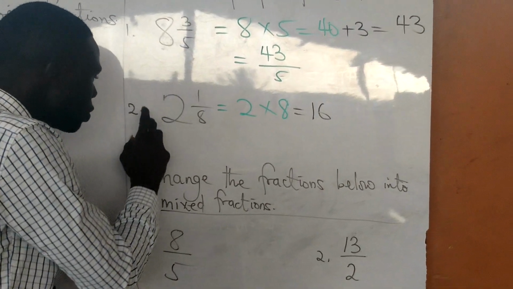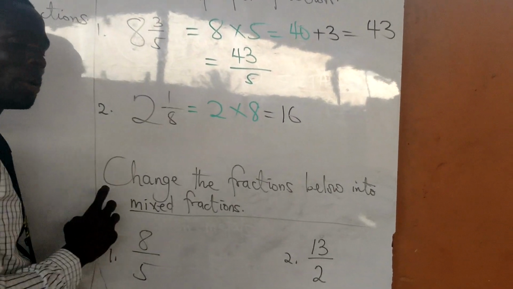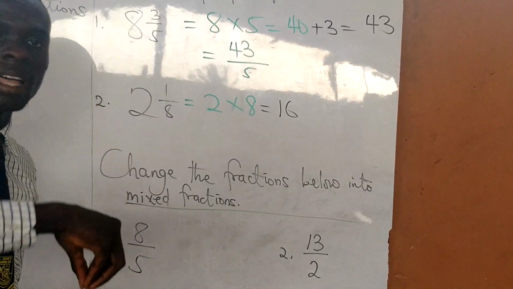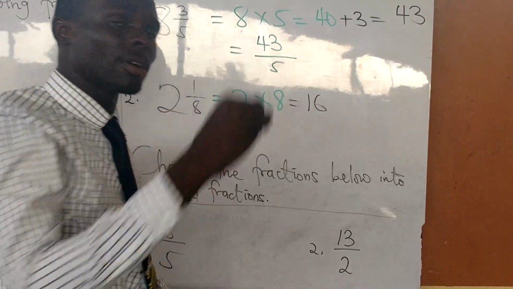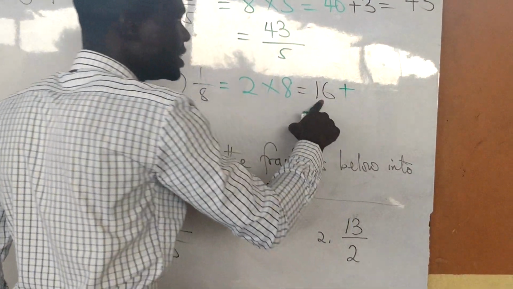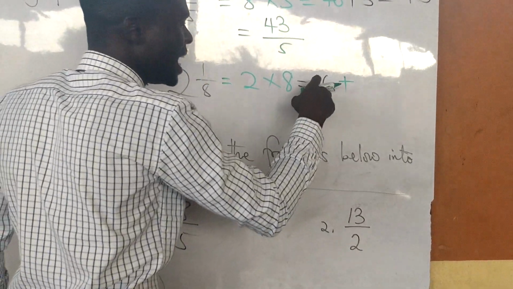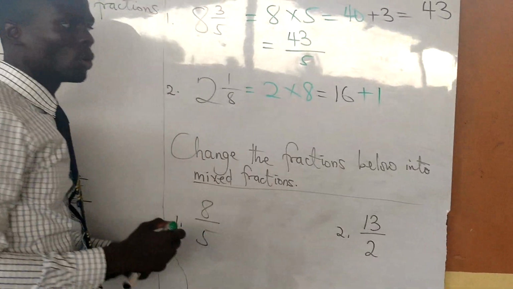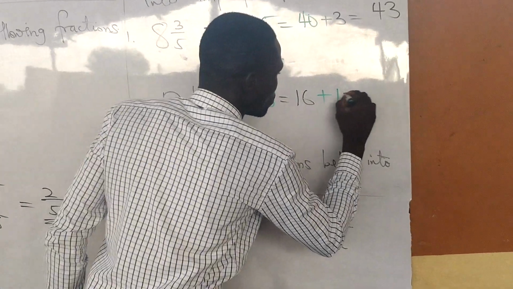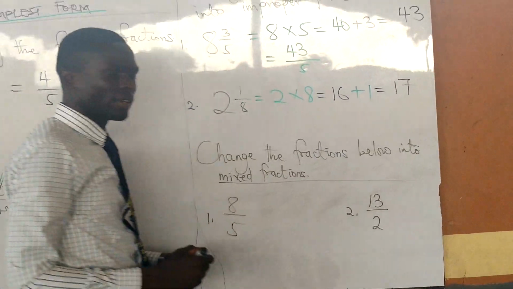So if you multiply the whole number times the denominator, then you go for the numerator. Then you add it to the result. What is the numerator? 1. So add the numerator to your result. So we are going to say plus 1 because the numerator is 1. So 16 plus 1 is going to give us 17.